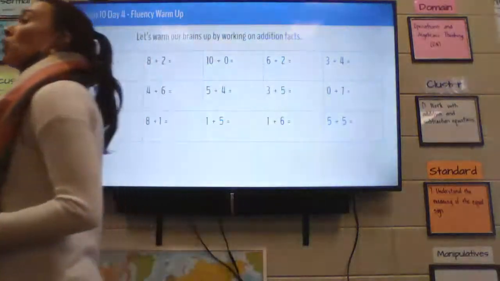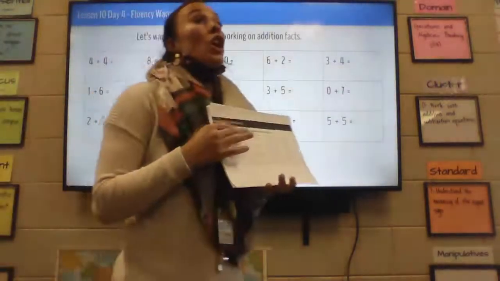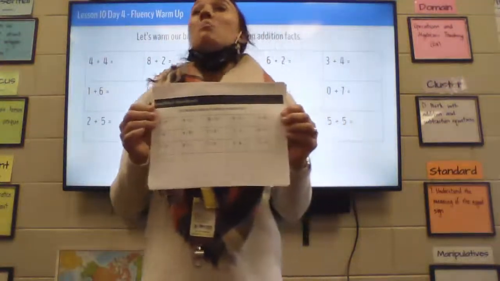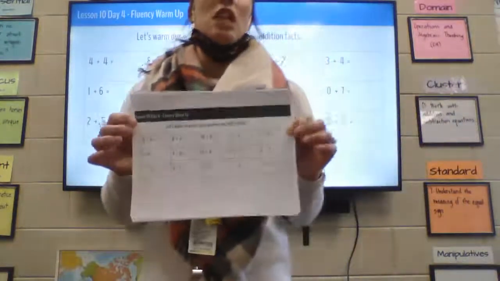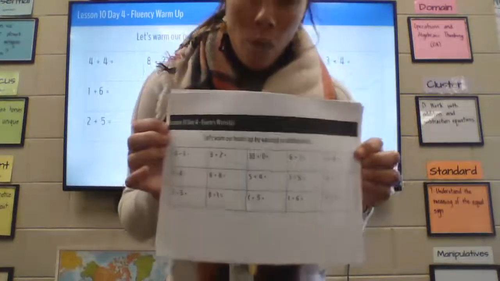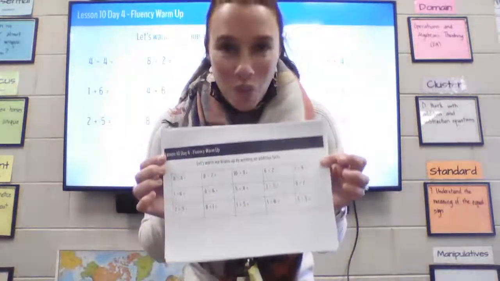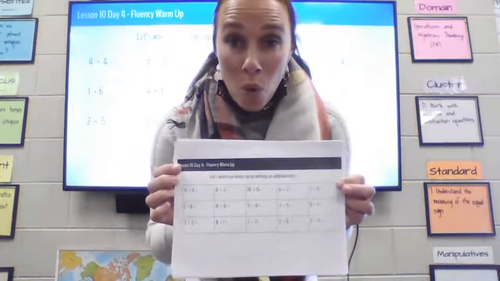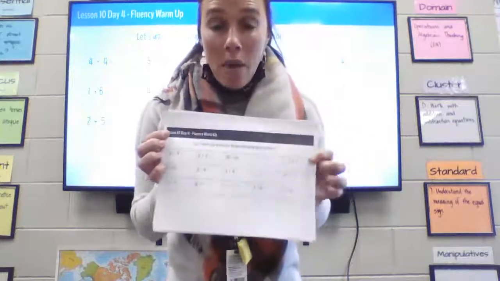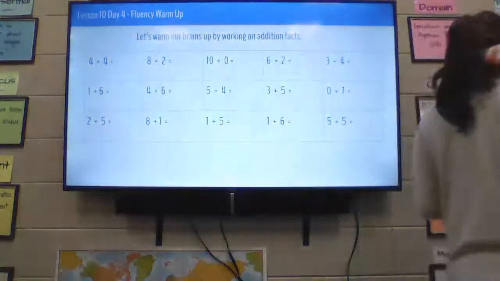All right, we are ready to think quick about our addition facts. I know that you have learned partners of 6, partners of 7, partners of 8, partners of 9, and partners of 10. So, Miss Rowland, I'm ready for you to pass this out to our friends. Those of you at home, these are on your desks here. You can work on those later, or you can just look at them on the board and solve them on your whiteboard.